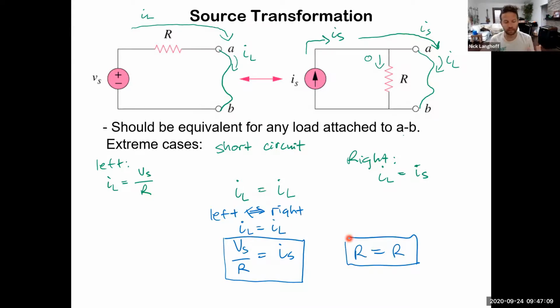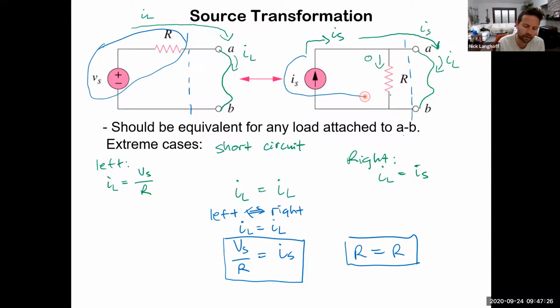So to summarize, you can replace everything to the left of this dashed line. You can replace that voltage source in series with a resistor, this guy here. You can replace it with a current source in parallel with a resistor. And how do you find the value of IS? If you're transforming from a voltage source to a current source, just take that voltage source VS, divide it by R, and that's your value for IS. Okay, and then the resistance R is the same in both circuits.